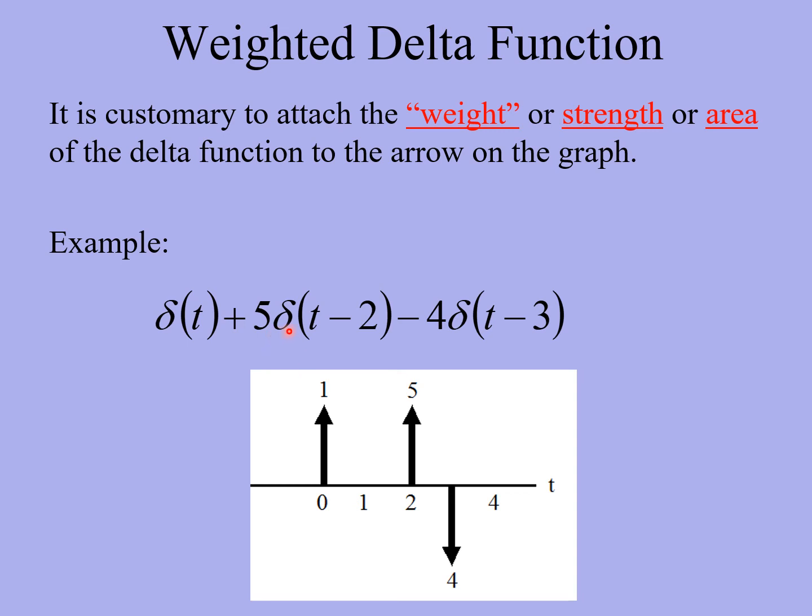Now we need 5 times a delta function at t minus 2. So t minus 2, remember, that's a delay or a time shift over to 2 seconds here. So I'm going to draw an arrow for our delta function, but remember this one is multiplied by 5, so it has a weight or an area of 5 now. And then finally, we have minus 4 times the delta function of t minus 3. So this is delayed over to 3 seconds, but because it's minus 4, there's a couple ways you can do this. I'm going to draw it pointing down with a weight of 4, or I could draw it pointing up and make sure I designate that it's a negative 4 for the area.